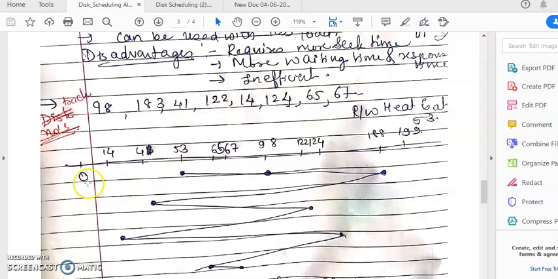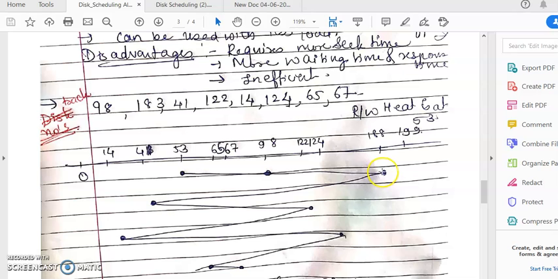Now 53 is the first one, so right now I'm at 53. After 53, my first IO request is 98, so I'll go to 98, crossing 65 and 67, which are also our requests if you see further. But I'll not attend those, because it is first come first serve, as the algorithm says. Then I have 183, so I'll move on to 183.